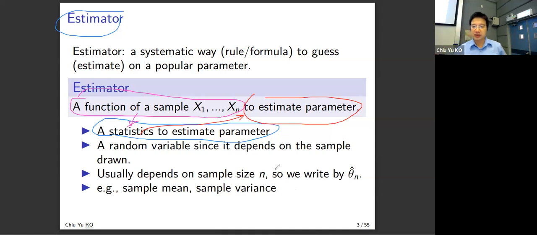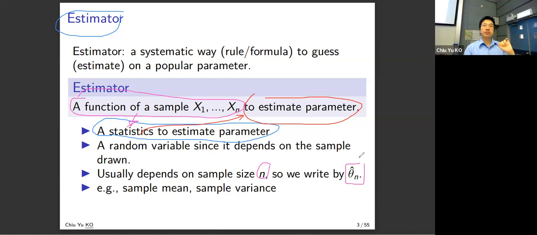And usually it depends on n. So that's why we will call it theta hat n, okay? Hat means the thing we guess, and n denotes that it is an estimate. Sometimes we omit the n, but hat is always the thing we try to guess. Theta is not a random variable, but theta hat is a random variable, okay?